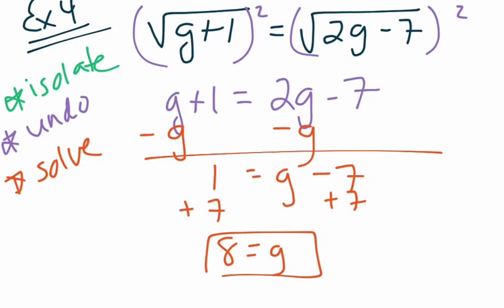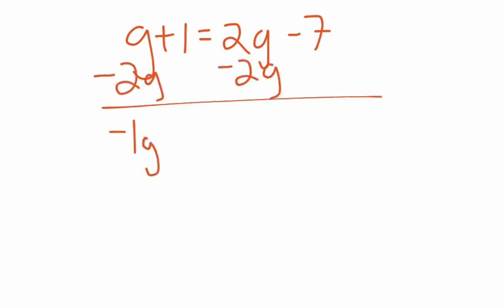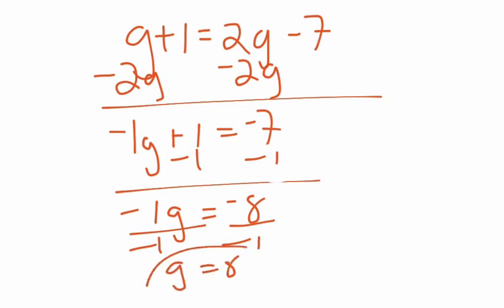You could also do that the other way. I don't know why you would, but some people like to get the variable on the left-hand side. And so they'll do minus 2g, which will give them negative 1g. And then you have the negative 7 over here, and then you'll subtract 1. So you'll get negative 1g. Sorry about that. I did it in my head. There we go. You get negative 8 and then divide by negative 1 and you get the same answer.